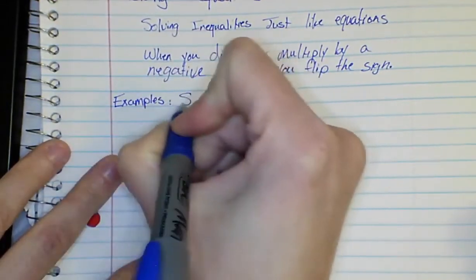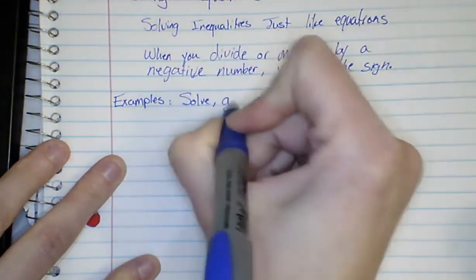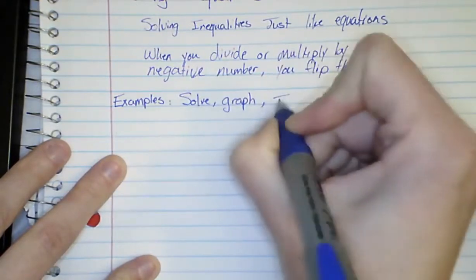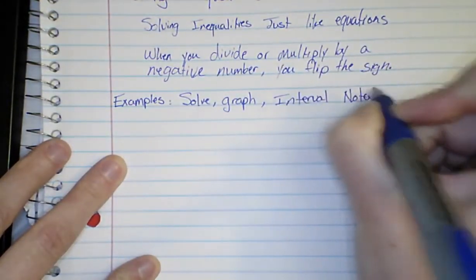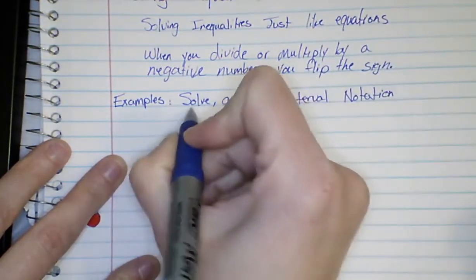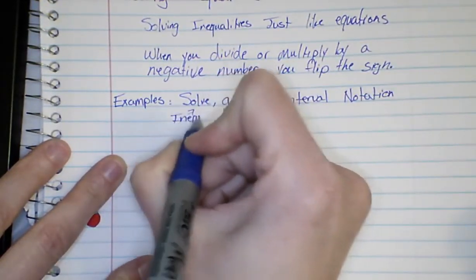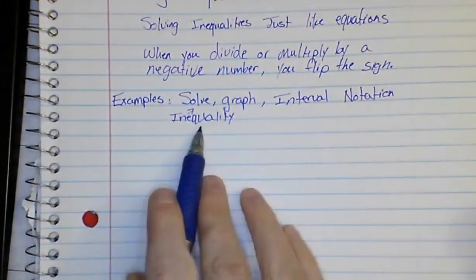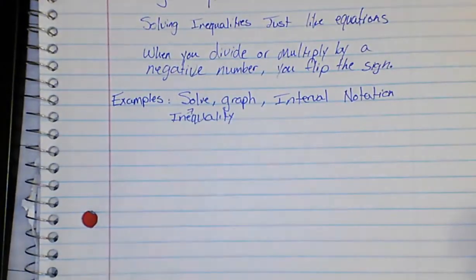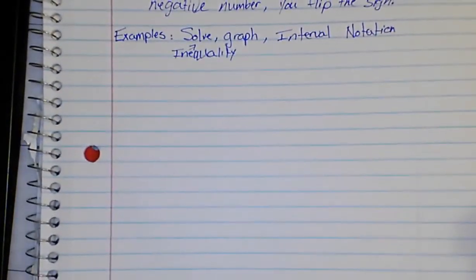We are going to solve, graph, and put into interval notation. And when we solve, we actually have the inequality. So these two should be in your vocabulary, or you should know those two vocabularies where you're asked, well, what is the interval notation, or what is the inequality?